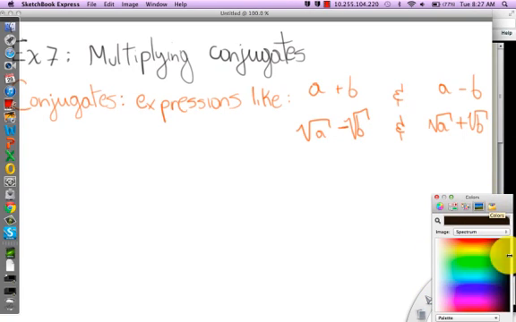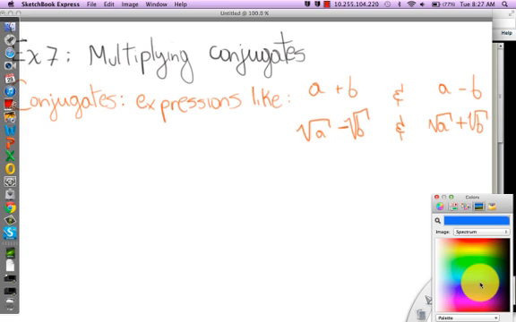Okay guys, I'm going to continue quickly going over section 5-3. There was a couple of examples left, but I didn't want to crowd you with much. So I'm going to throw one more example at you, and it's called multiplying conjugates.